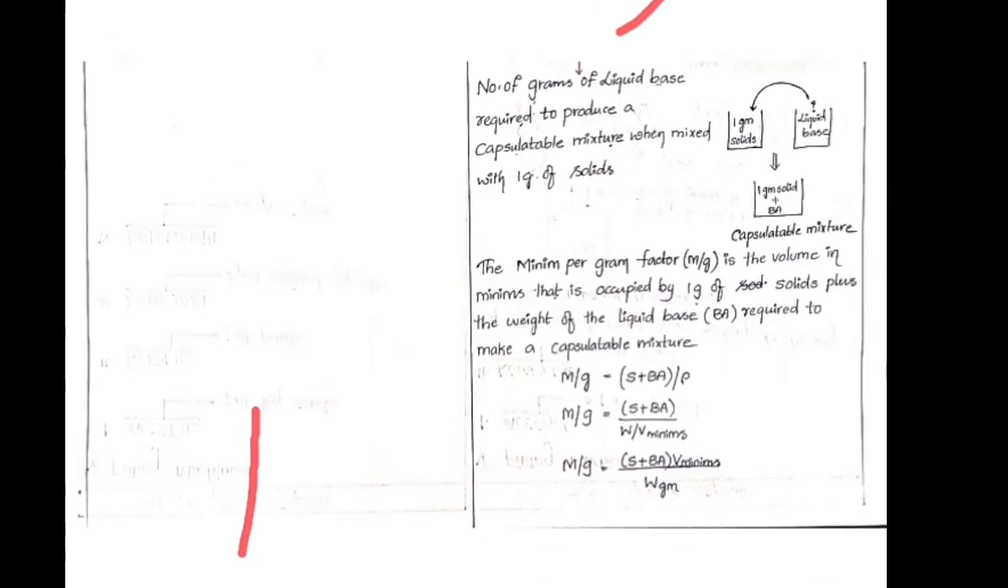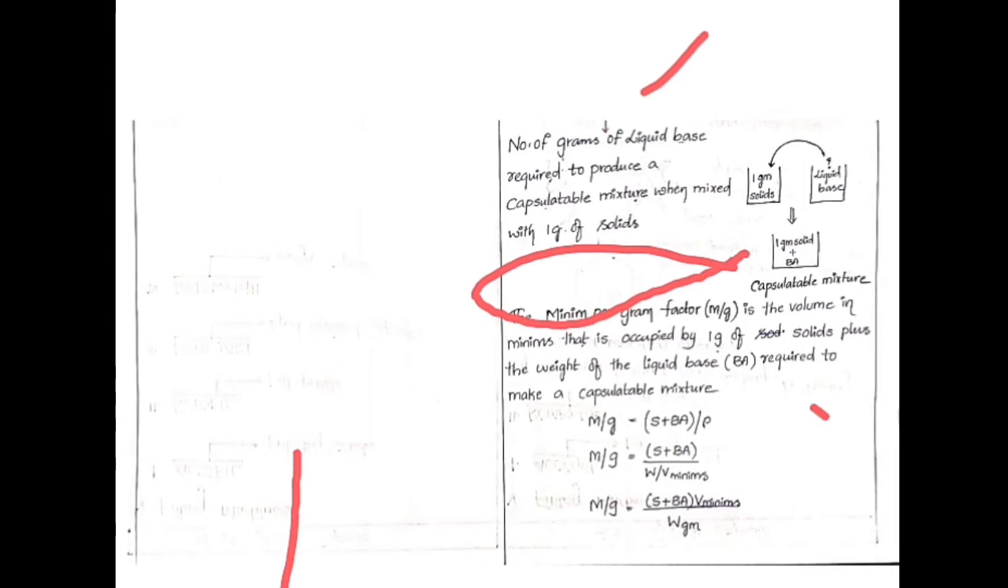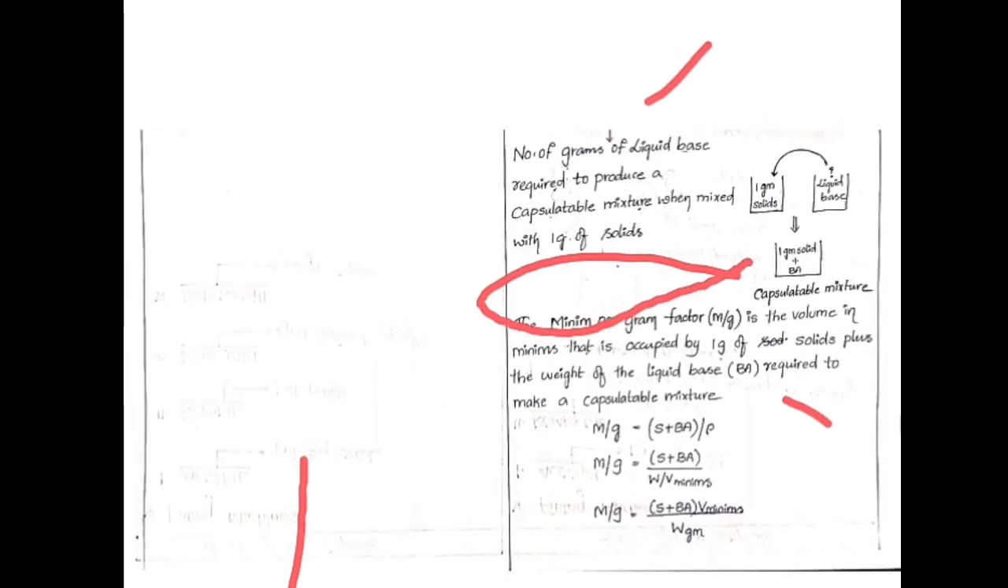Whereas minimum per gram represents the volume in minims that is occupied by 1 gram of solids plus the weight of the liquid base required to make a capsulable mixture. Formulas I already represented here, you can go through it.